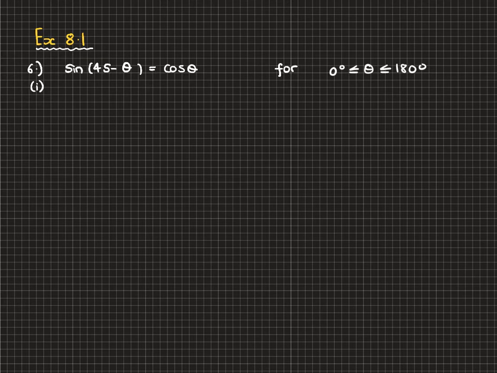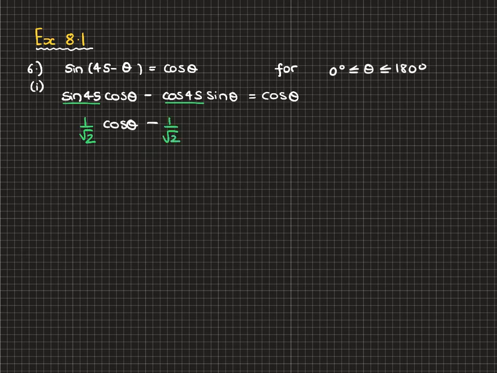I'm going to start by expanding the left-hand side of this. So using our compound angle formula, we've got sine 45 cos theta minus cos 45 sine theta equals cos theta. So start by expanding. Now we have some values that we can then substitute in. Sine and cos of 45 are both equal to 1 over root 2. So we have 1 over root 2 cos theta minus 1 over root 2 sine theta. You may also have root 2 over 2. And this equals cos theta.